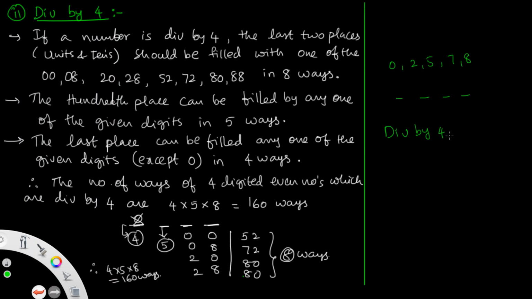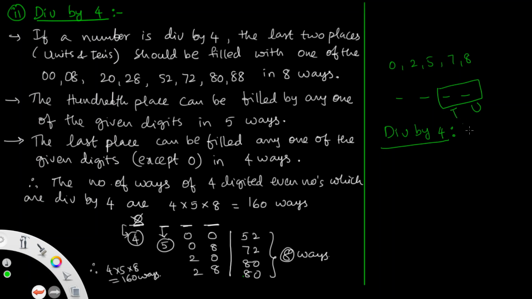First, know the divisibility rule for 4. If a number is divisible by 4, its last 2 places must form a multiple of 4, using only these given digits. You have to go sequence-wise. Since repetitions are allowed, you can take any number of times. So first fill the last 2 places, that means the units and tens places.